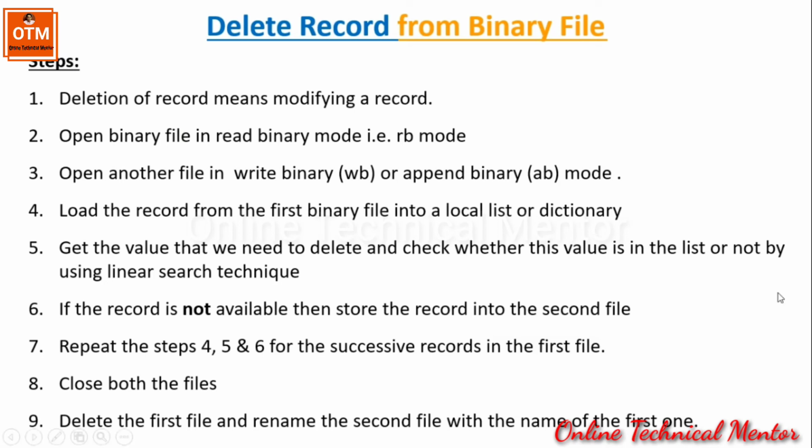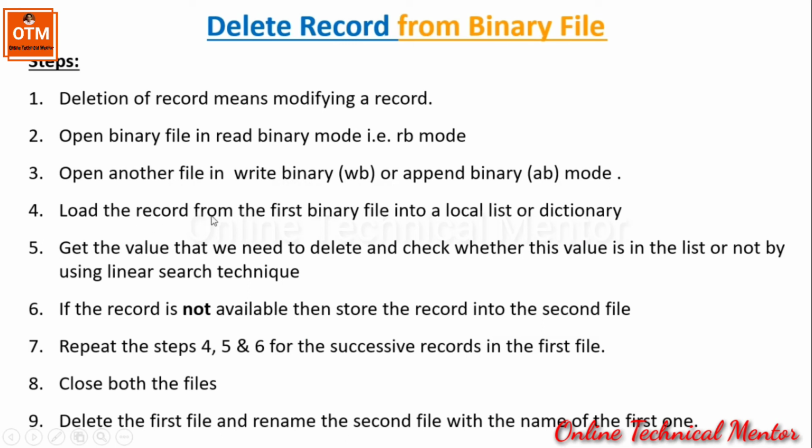So here are some steps for deleting records from a binary file. Look at step 1. Deletion of a record means modifying a record. That means the process is similar to updation of a record. Open the binary file in read binary mode, that is RB mode. Open a second file, that is another file, in write binary mode or append binary mode.